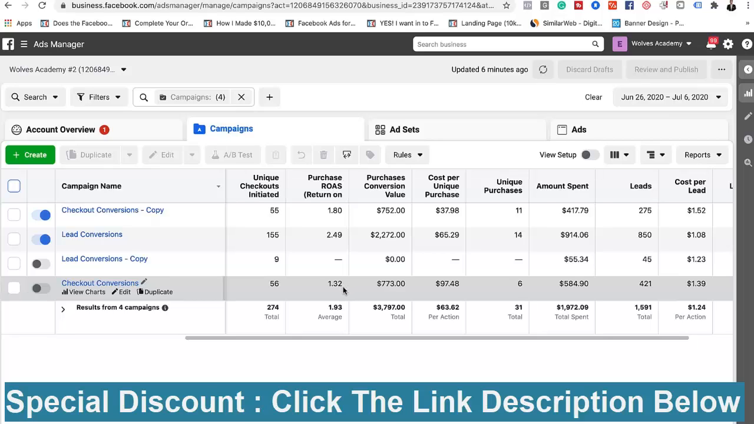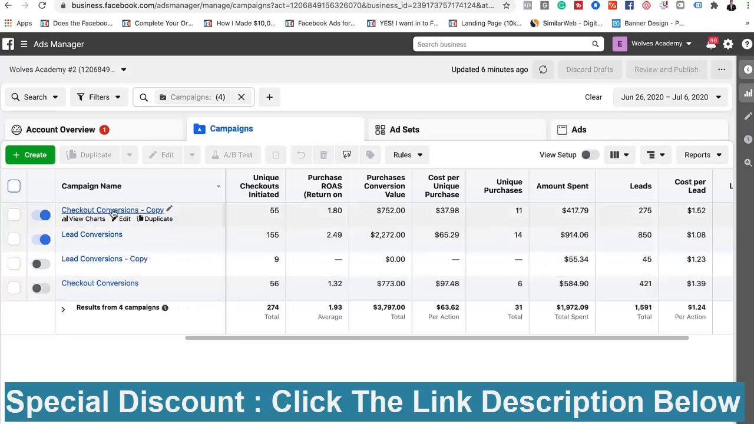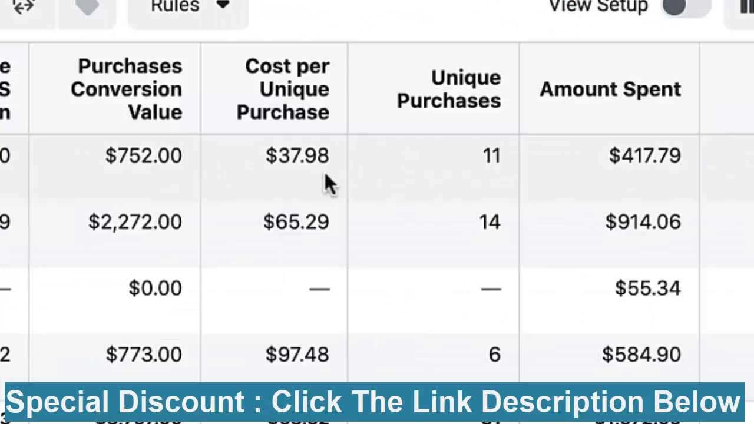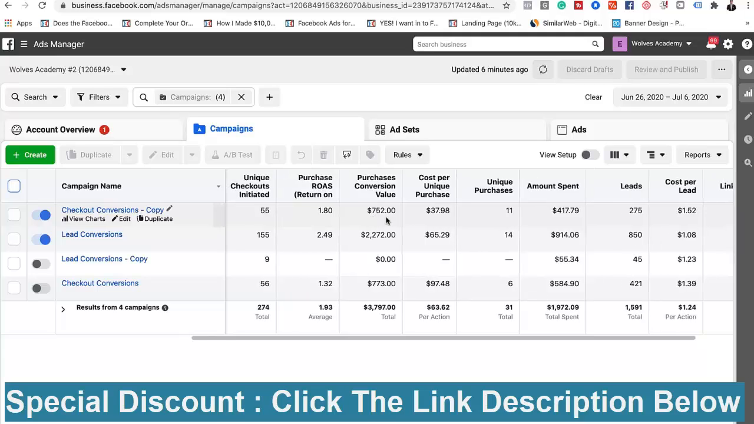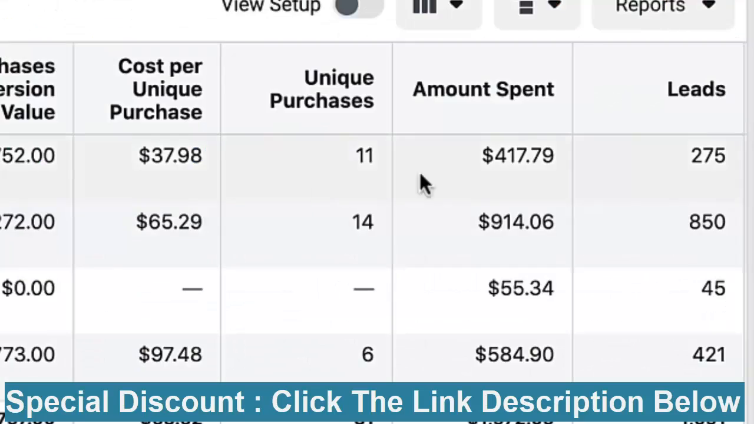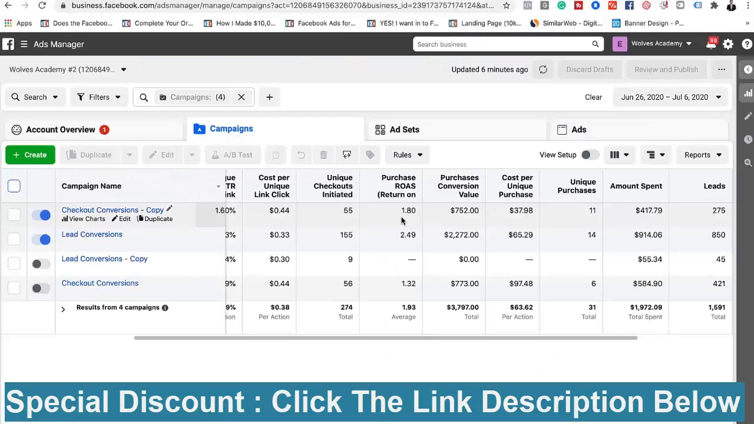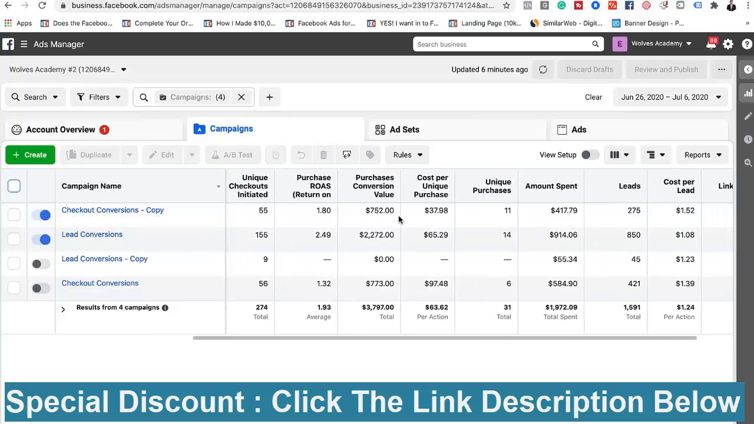So we didn't lose money on that campaign, but we did end up shutting it off. So that way we didn't lose money over time. And then what we did is, as I stated before, we duplicated it. And you look here, since we've actually duplicated, our cost per purchase on the new campaign is $37.98, which is below our $60 cost per purchase KPI. Additionally, the purchase conversion value is $752 with $417 spent. So we've made a 1.8 return on our investment.